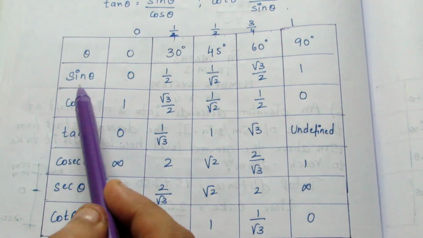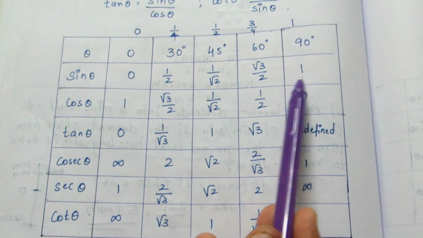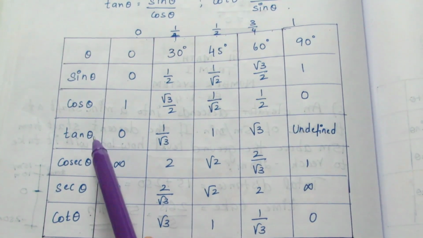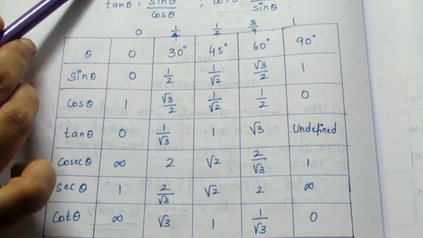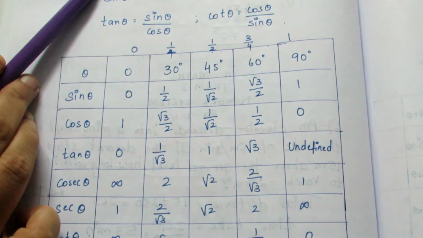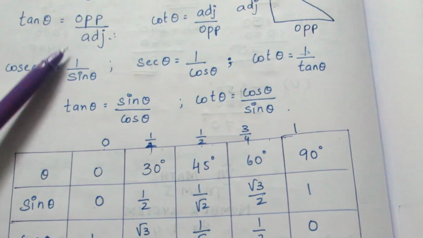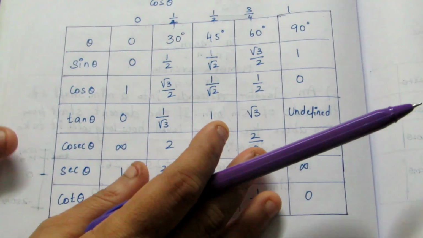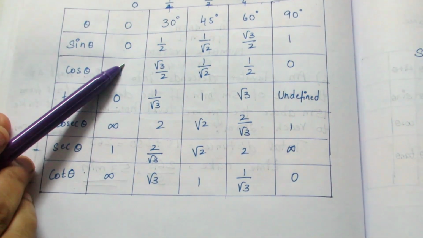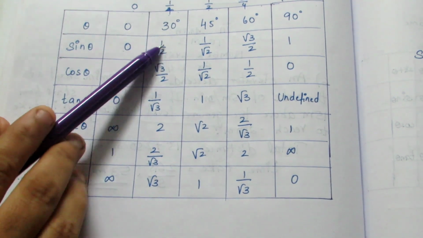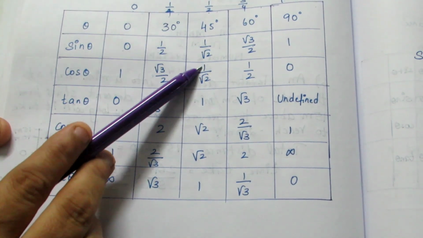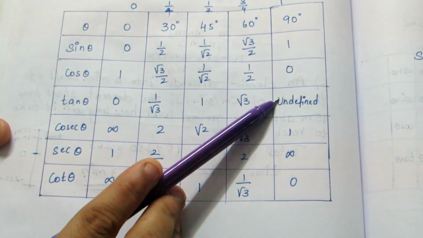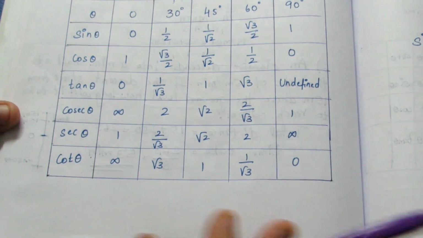The reverse of sine will be your cos. So this is 1, root 3 by 2, 1 by root 2, 1 by 2 and 0. For tan, as I told before, it is the numerator of the sine by the numerator of the cos. So here also numerator by numerator. So 0 by 1 will be 0, 1 by root 3, 1 by 1 will be 1, root 3 by 1 will be root 3, 1 by 0 is not defined or undefined.